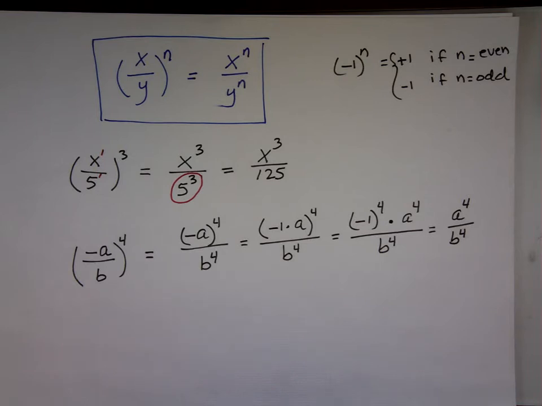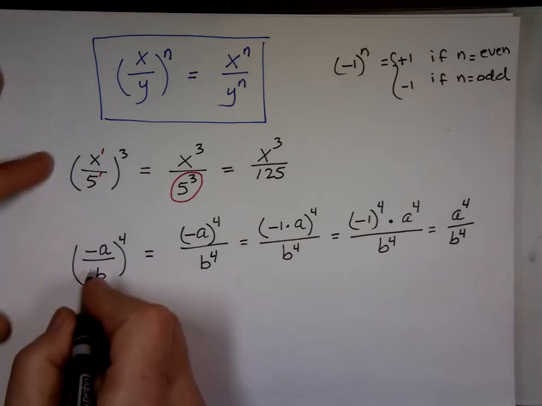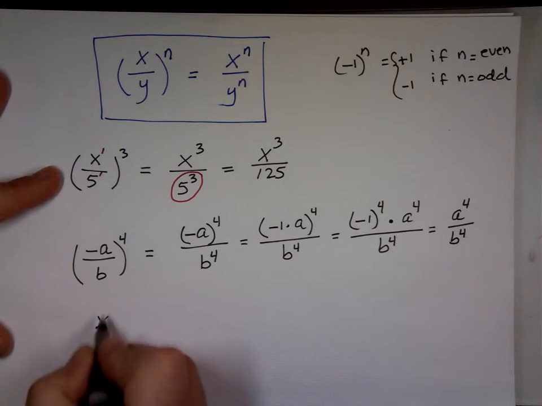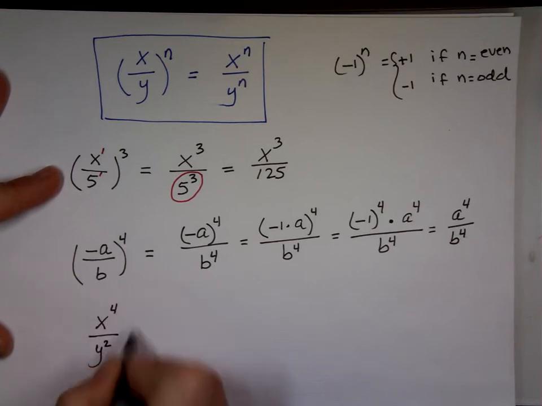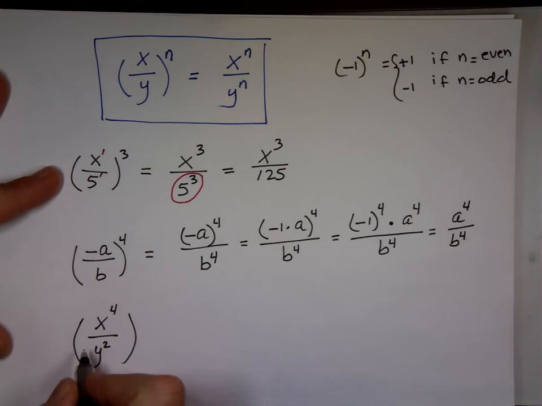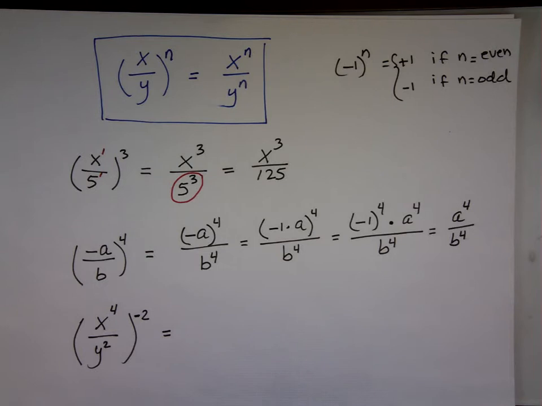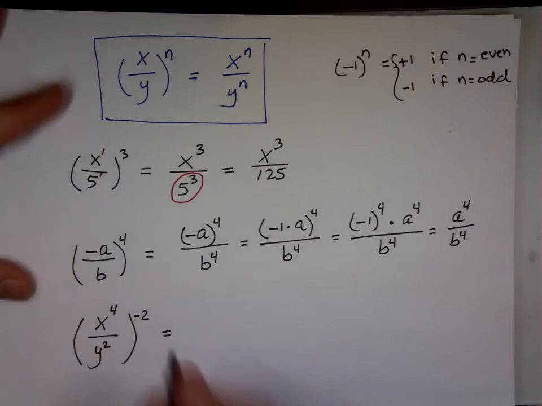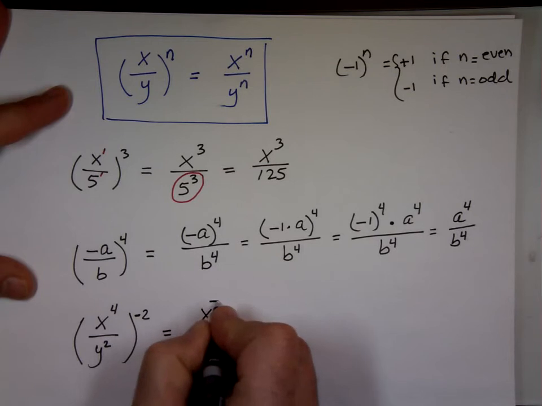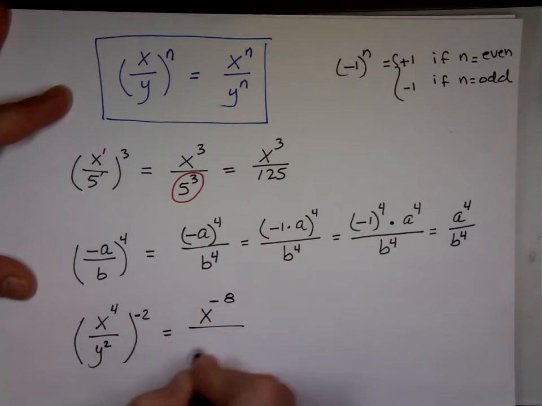Let me try another one. x to the 4th, y squared to the negative 2. Notice I'm spending a lot of time on these examples. I know how important they are. x to the negative 8 over y to the negative 4.